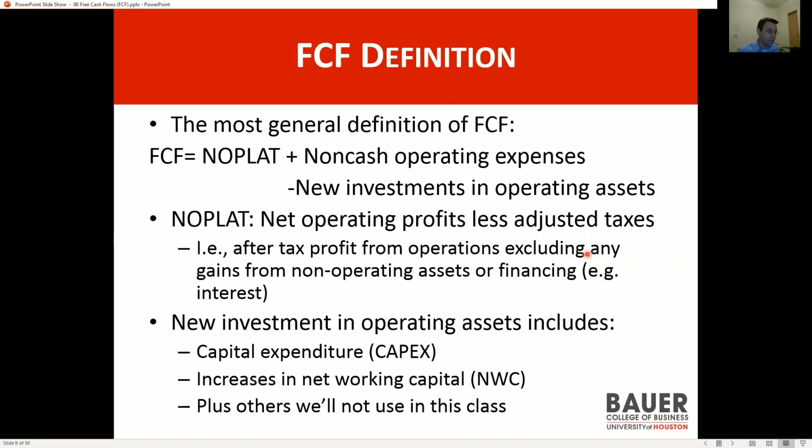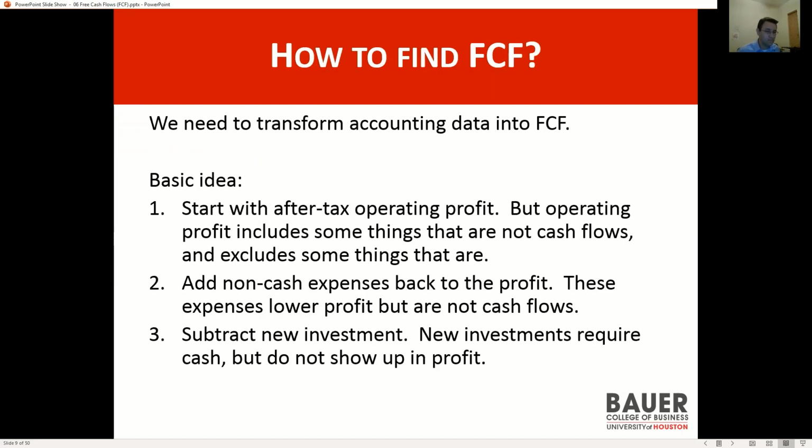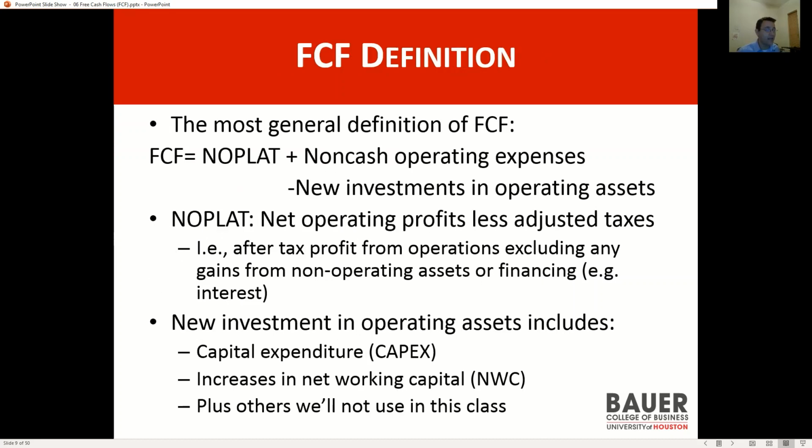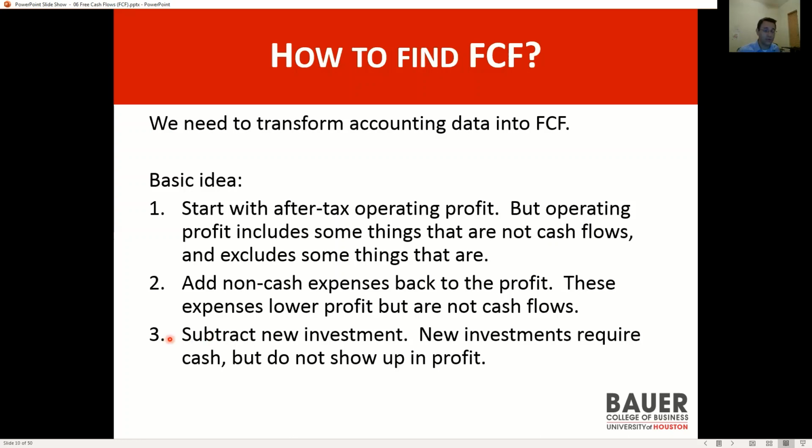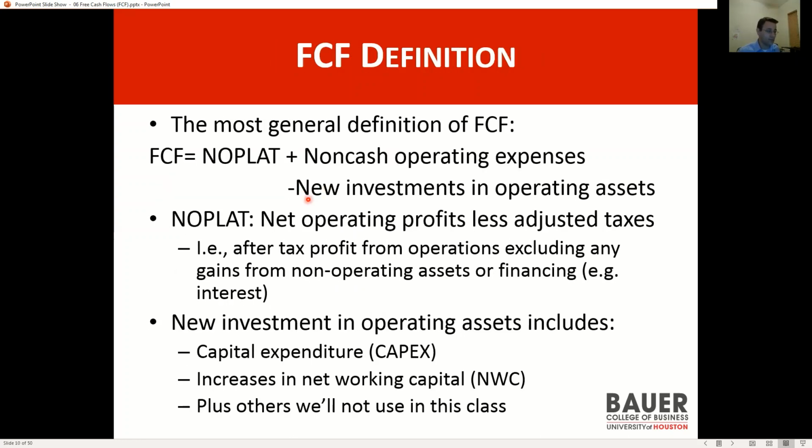And it's just from the operations, so it's not about the financing or anything having to do with non-operating assets, right? It's just about the operations. That's the starting point. That's point 1 here. Then we're going to make adjustments. Adjustment 2 was for non-cash expenses, so we're adding those things back to our profit. And then point 3 was about subtracting new investments. So that's this 3rd term here. We're subtracting new investments in our operations from our profit. And so that's it. 3 steps, 3 terms in this equation to get us to the free cash flows.